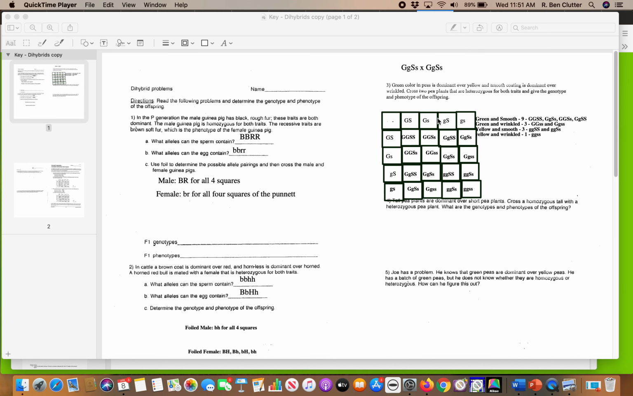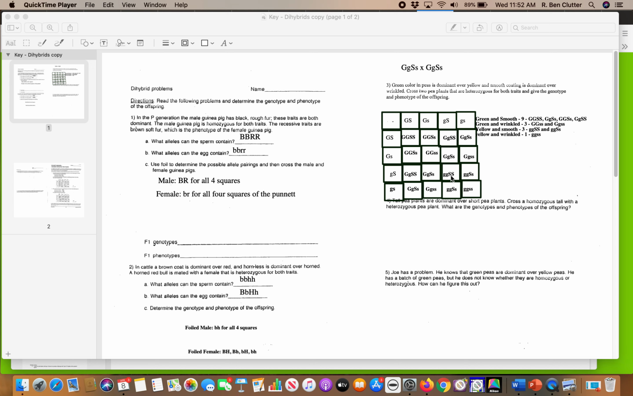When we look at here, green color is dominant over yellow, and smooth is dominant over wrinkled. Cross two P plants heterozygous for both traits. So this is just like the problem that I went through in class in the last video. And so again, you're going to be crossing capital G, lowercase g, capital S, lowercase s, and you FOIL that out, and you get this and this, and then, all right, so green smooth, green smooth, green smooth, green smooth, green smooth. This one is green wrinkled, green smooth. This one's green wrinkled, green smooth, green smooth.